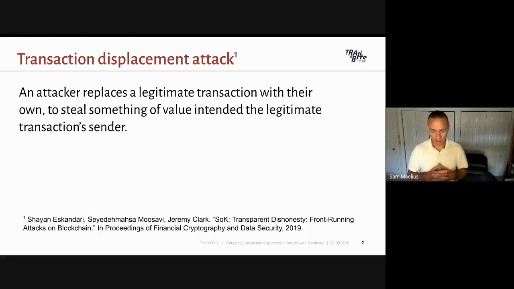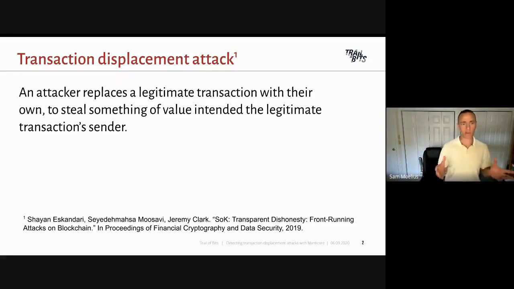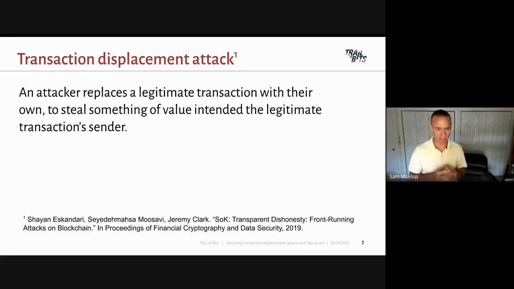Okay, so a transaction displacement attack is an attack that one would carry out on the Ethereum network, and it is specifically where an attacker replaces a legitimate transaction with one of their own. And they might do this, say, to steal something of value that was intended for the legitimate transaction sender.